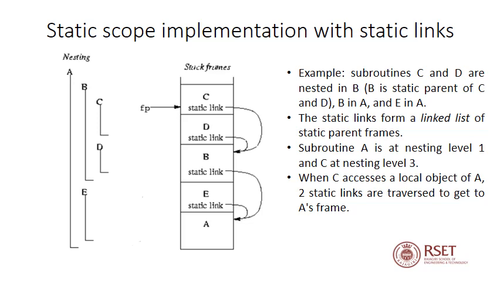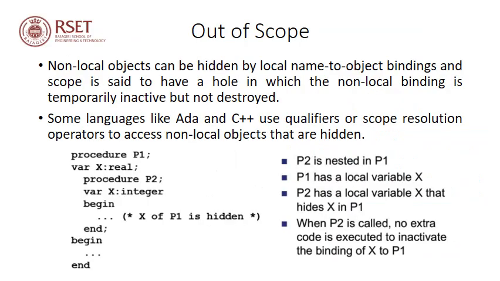Suppose in C we are trying to access a member of the outermost subroutine A, then we can traverse the link from C to B and from B to A to finally access that variable. I'm sure you all will be familiar with the concept of a variable being out of scope. Non-local objects can be hidden by local name-to-object bindings, and the scope is said to have a hole in which the non-local binding is temporarily inactive but not destroyed. Some languages like Ada and C++ use qualifiers or scope resolution operators to access non-local objects that are hidden.